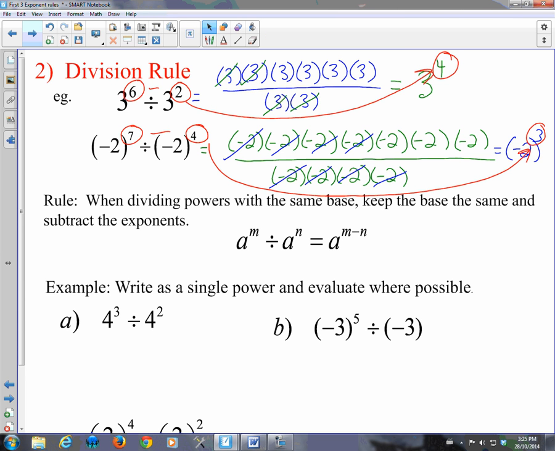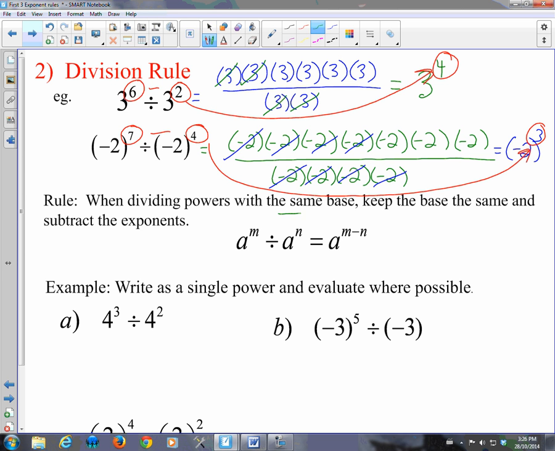So just like with the multiplying, there's a shortcut for the division rule. If you think about it, it kind of makes sense. Multiplication rule, you kept the base and you added the exponents. Division is kind of the opposite of multiplication. You're going to keep the base and you subtract the exponents.